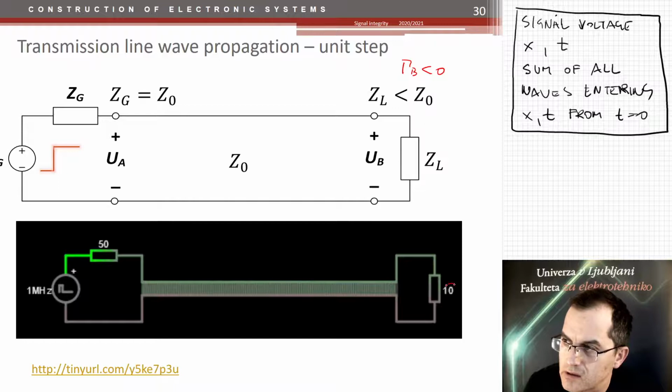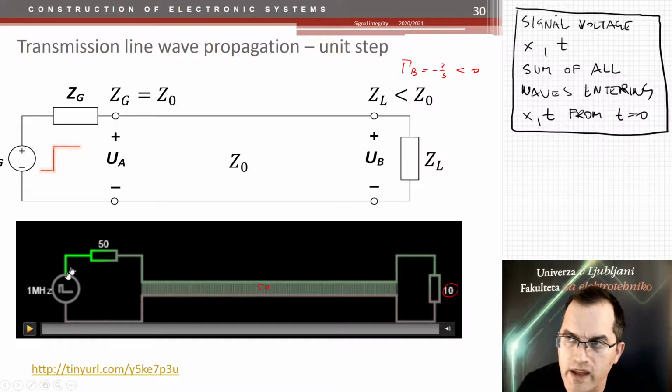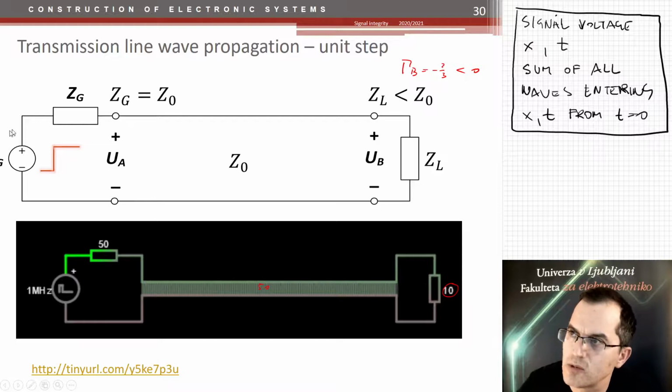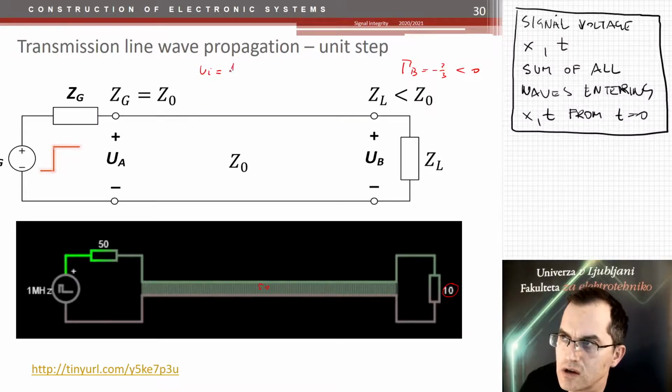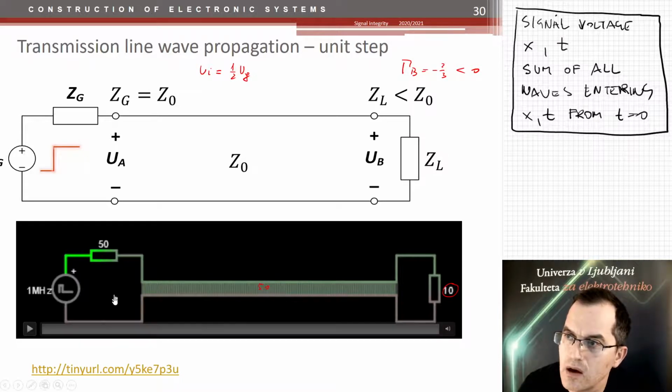Actually, we can calculate it. We have 10 ohms, we have 50 ohms, we have 50 ohms. So gamma B would be minus 2/3, as you know from before. So gamma B is minus 2/3, which is less than 0. Okay. So let me show what happens. We can calculate some things more. The initial voltage is half of the generator voltage. If the generator voltage is 5 volts, that would be 2.5 volts then, right? Okay, let's start. What happens?